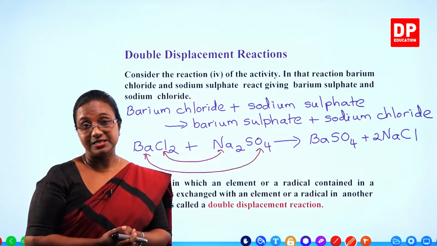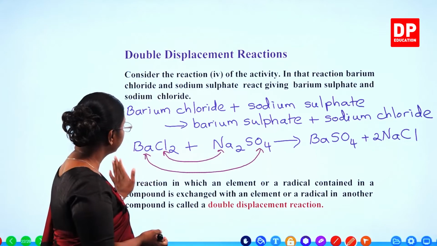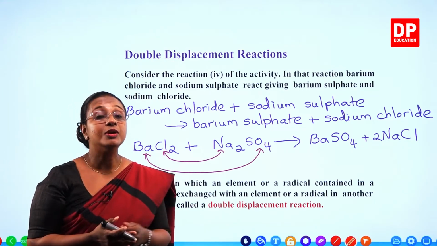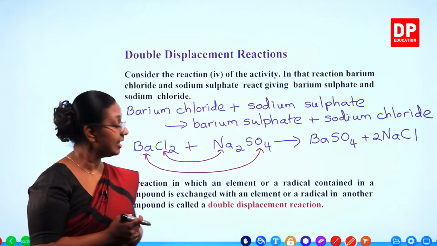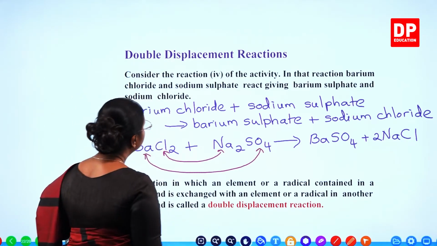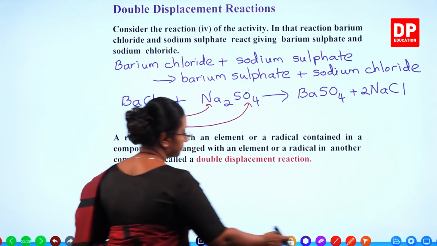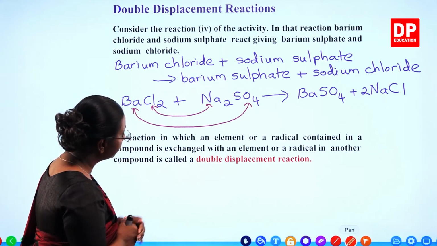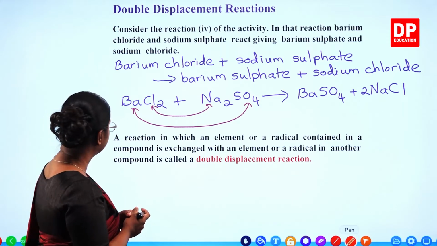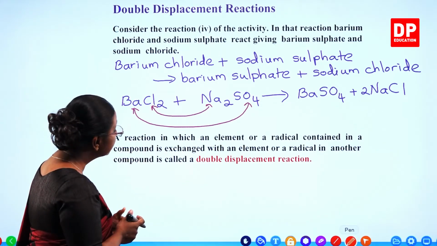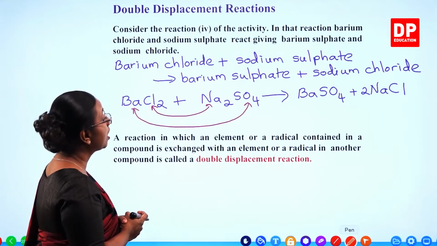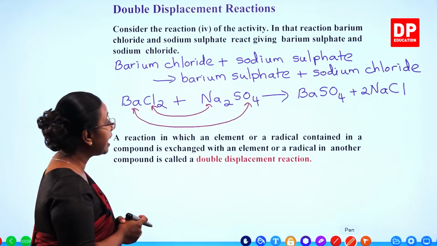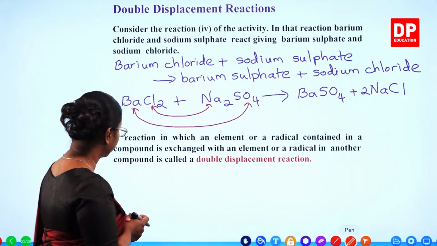Double displacement reaction. In this, both the reactants have to be compounds. Then only double displacement will take place. So, here we can see a reaction in which an element or a radical contained in a compound is exchanged with an element or a radical in another compound is called the double displacement reaction.